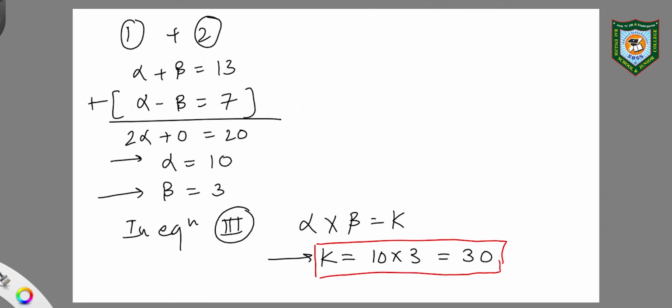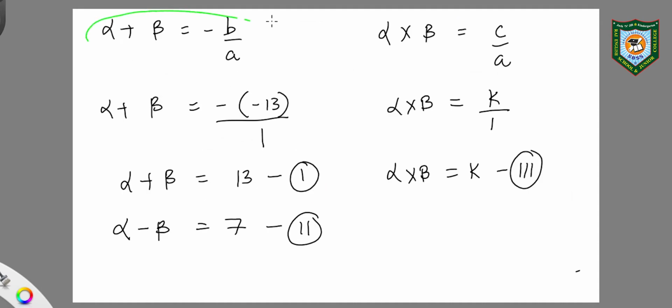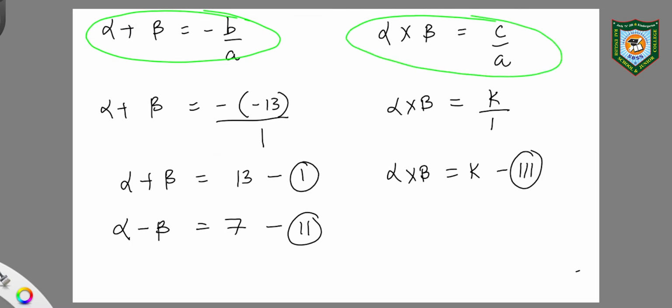Now, before we move on, we're going to go back and look at how to solve this question. Initially we were given this equation. We have the value of A, we have the value of B, and we have the value of C. But the C value is written as K, and we have to find the value of K. Now we all know that alpha plus beta is equals to minus B by A. This is very important. And alpha into beta is equals to C by A.